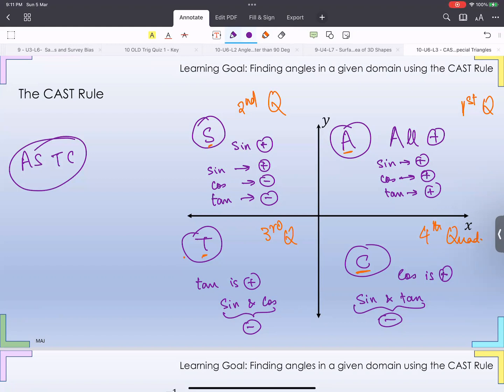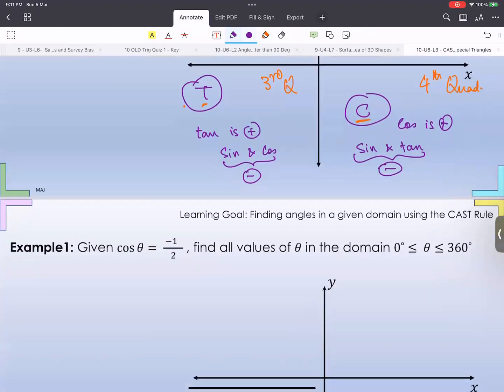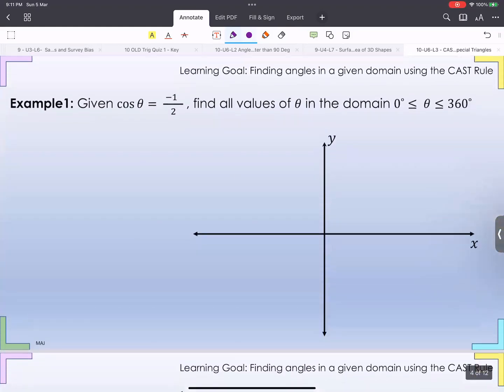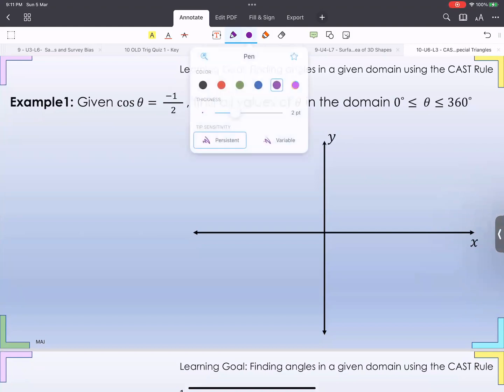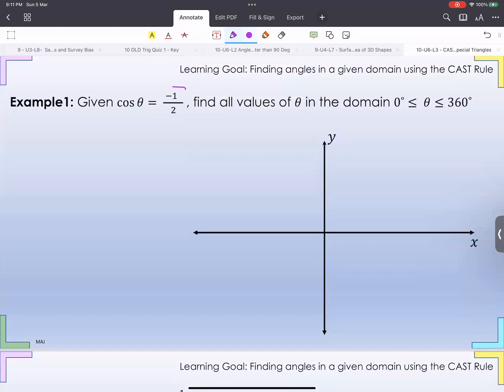All right, let's do some problem solving. Given that cos theta is negative 1/2, find all values of theta in the domain between 0 and 360 degrees. Right, how do we approach this problem? The first thing we need to do is recognize the sign. Cos theta is negative in which quadrants?